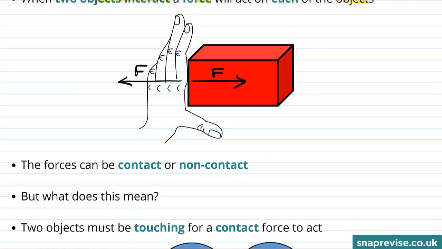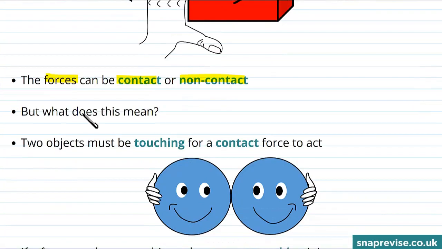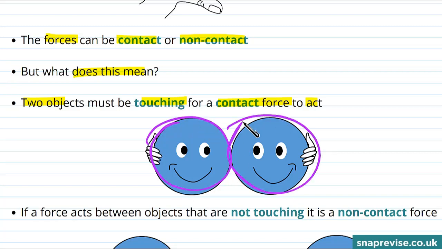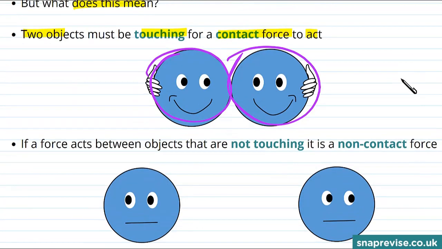Now it turns out that we can categorize forces into two types. Forces can be either contact forces or non-contact forces. So what does this idea mean? Well, two objects must be touching for a contact force to act. So let's imagine, for example, that these two objects here were exerting forces on each other. Say they were being pulled towards each other or pushed away from each other. Then since they are in contact, we would call this a contact force.